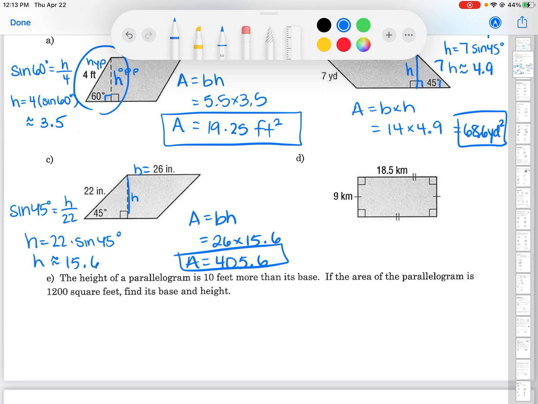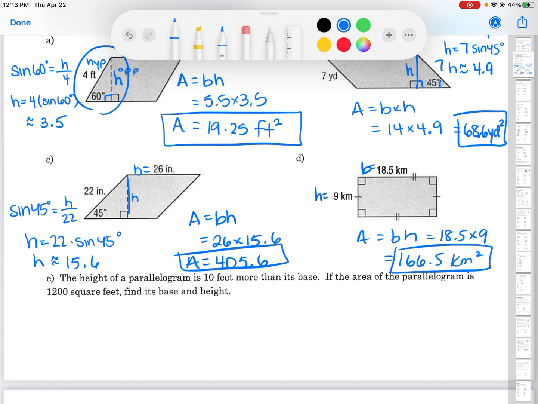All right, let's take a look at the next one. So we have 18.5 as the base, and actually we do have the height here. It is 9, so I can multiply these together. So my area is going to equal base times height, so that's 18.5 times 9. And when I multiply that together, that's going to give us 166.5 kilometers squared.